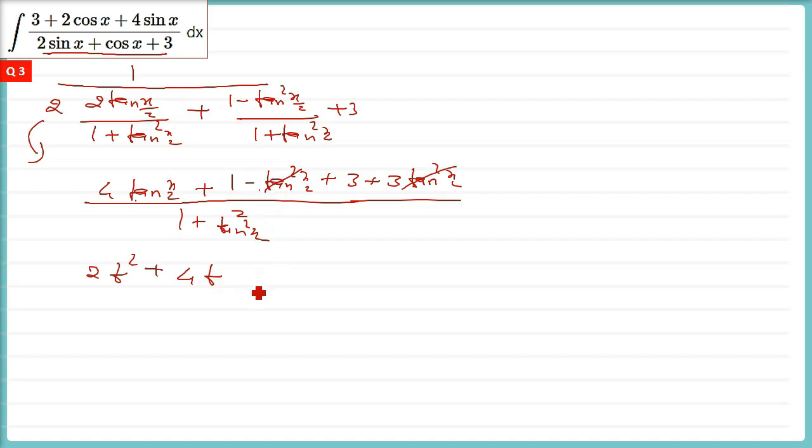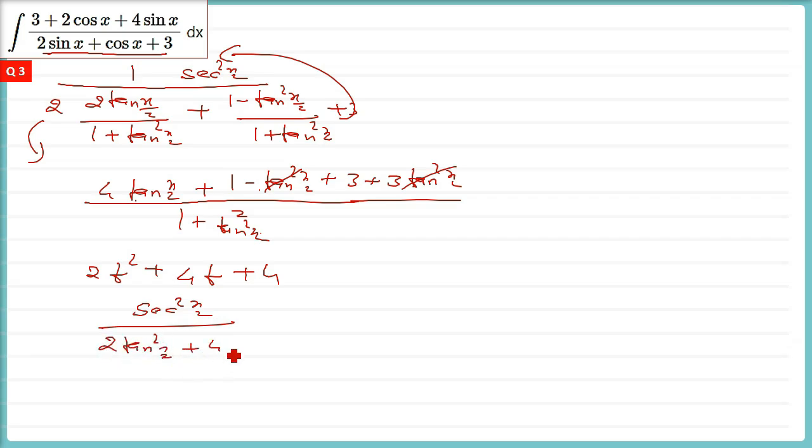3 plus 1 is what? It will be 4. Now this 1 plus tan square x by 2 will go upstairs on the top. And this will form sec square x by 2. So let me write the final thing. This t was just for representation of tan x by 2. So let me write what we get. Sec square x by 2 in the numerator, and 2 tan square x by 2 plus 4 tan x by 2 plus 4. This is what we are integrating right now.